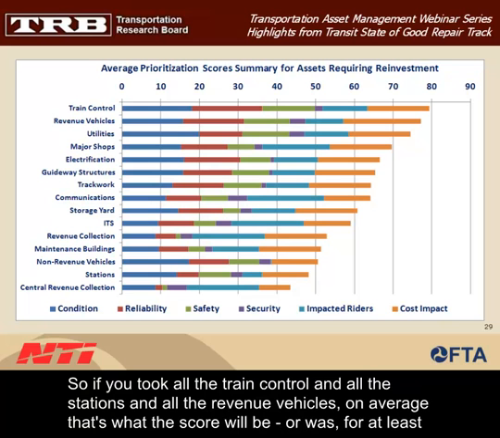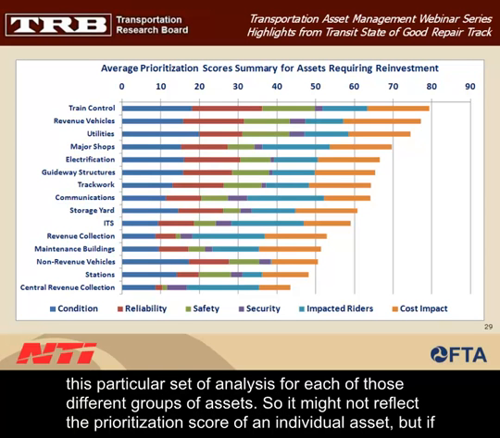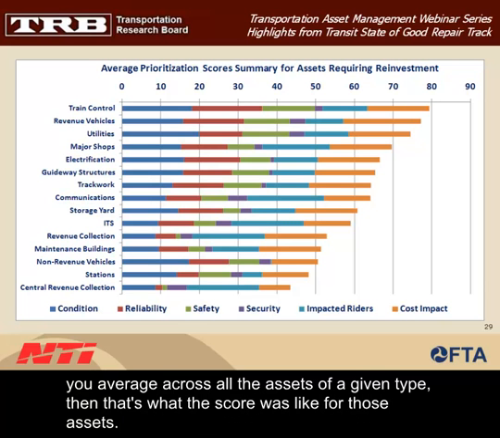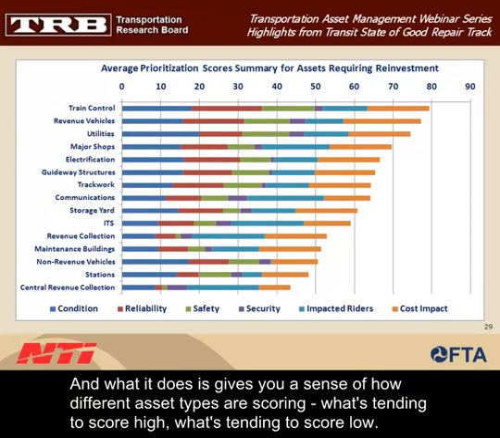So if you took all the train control and all the stations and all the revenue vehicles, on average, that's what the score will be, or was, for at least this particular set of analysis, for each of those different groups of assets. So it might not reflect the prioritization score of an individual asset, but if you average across all the assets of a given type, then that's what the score was like for those assets. So it gives you a sense of how different asset types are scoring, what's tending to score high, what's tending to score low.